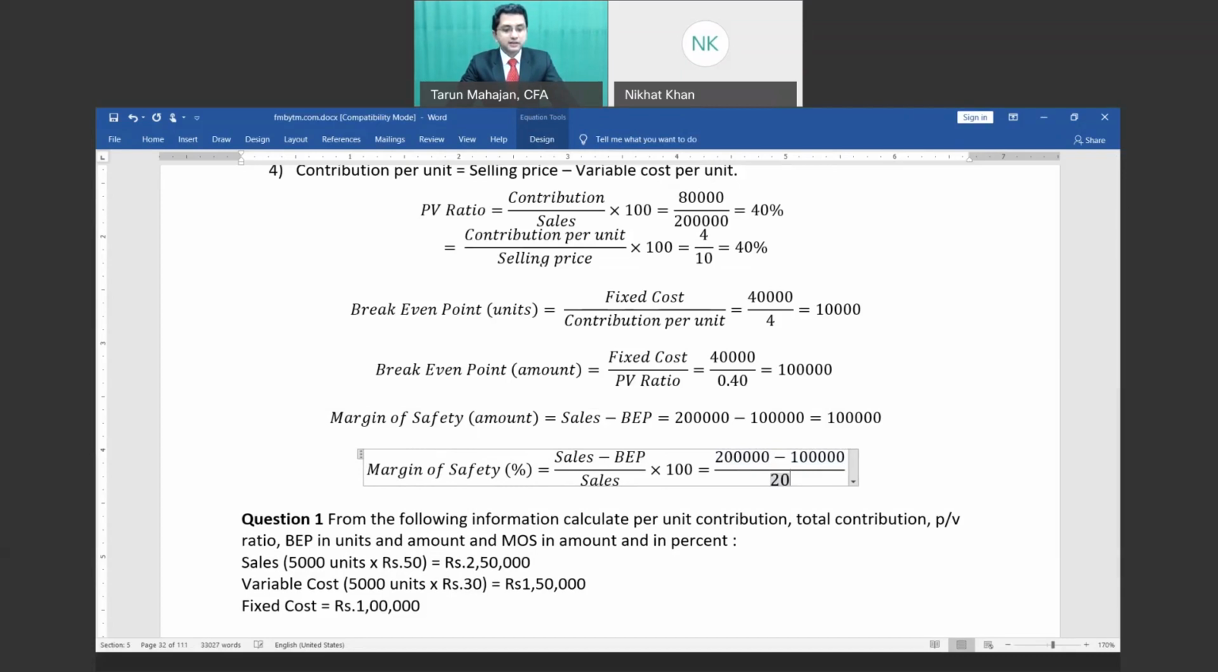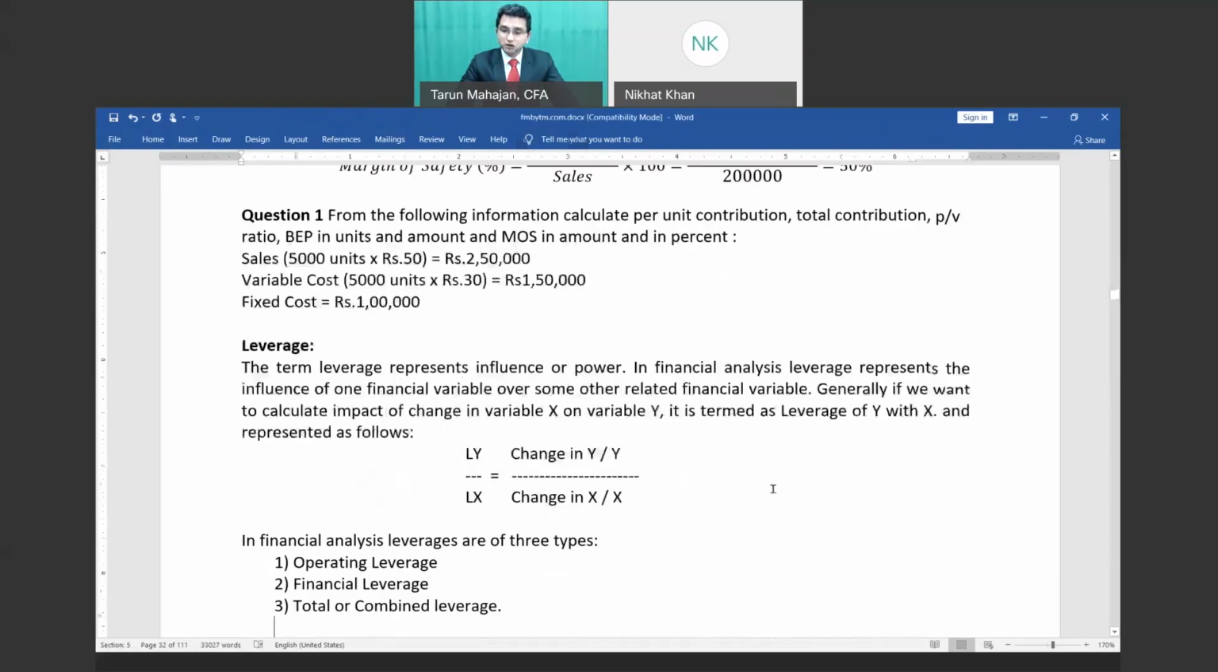And total sales is 2 lakh, then you multiply it by 100 and you'll get 50%. What is 50%? Even if the sales reduces by 50% from its current level, still I will not sustain a loss. The sales drops by 10, 20, 30, 40%, fine. Even if it reduces by 50%, I won't have the loss. But if it reduces by more than 50%, say 60%, in that case, I'll sustain a loss. So these are the basic concepts you need to know before you try to attempt leverage.